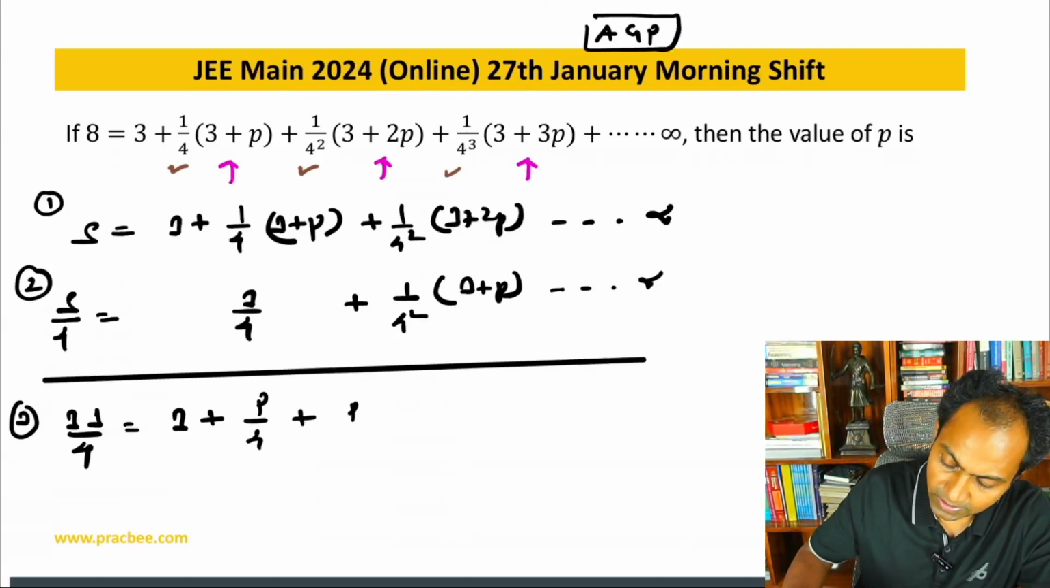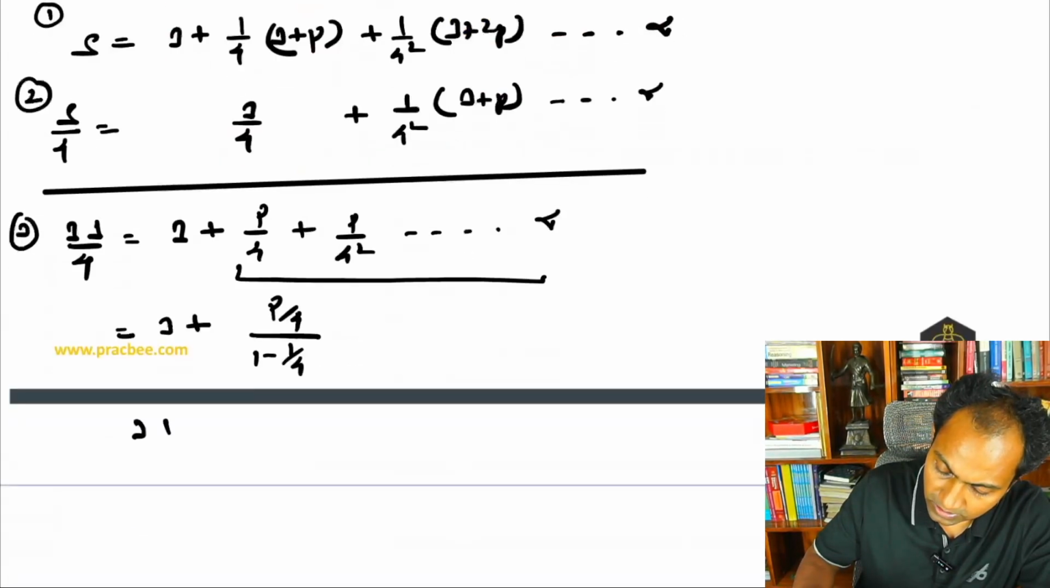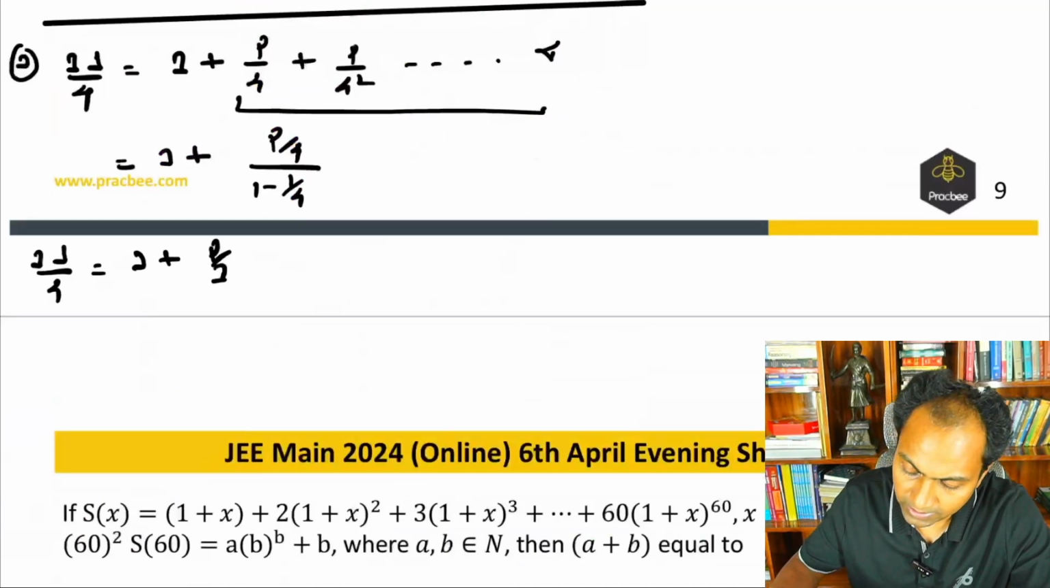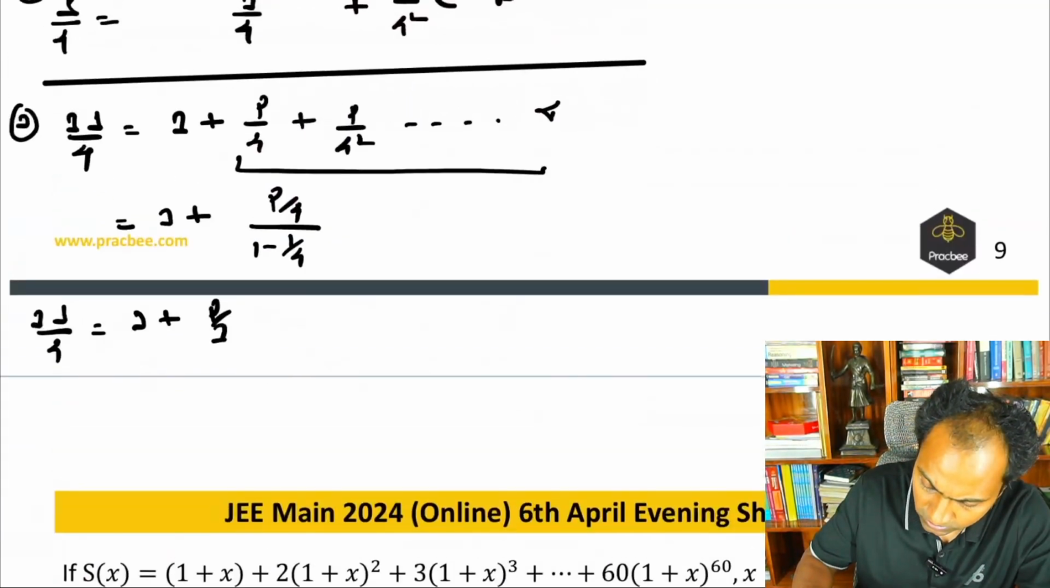And if I simplify, you can see that this becomes 3 plus p by 3. This is what we have got. Now see, they have given the value of s as nothing but 8. So let us put this as 8. So 3 into 8 by 4 is nothing but 3 plus p by 3.